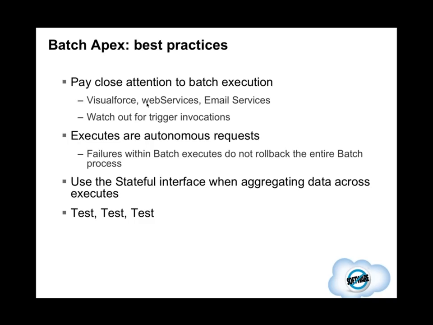So on to best practices with Batch Apex. One of the things that we need to be very careful about is the manner in which you invoke Batch Apex. Whether it's through Visualforce, web services or email services, you need to make sure that you evaluate the number of batch executions that are already in process or queued in your organization. There's a limit of up to 5 active batch processes, and active means something that is queued or in process.